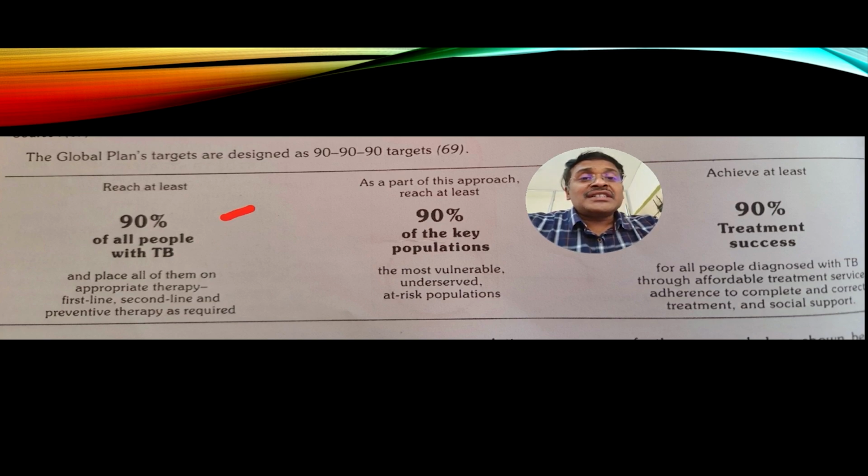That is, reach at least 90% of all people with tuberculosis and place them all on appropriate therapy. That is first line, second line, or preventive therapy, whatever is required. Second, 90% of the key population, the most vulnerable and at-risk population, should be covered. Third, 90% treatment success should be achieved for all people diagnosed with tuberculosis through affordable treatment services, adherence to complete and correct treatment, and social support. So always write about the 90-90-90 target.